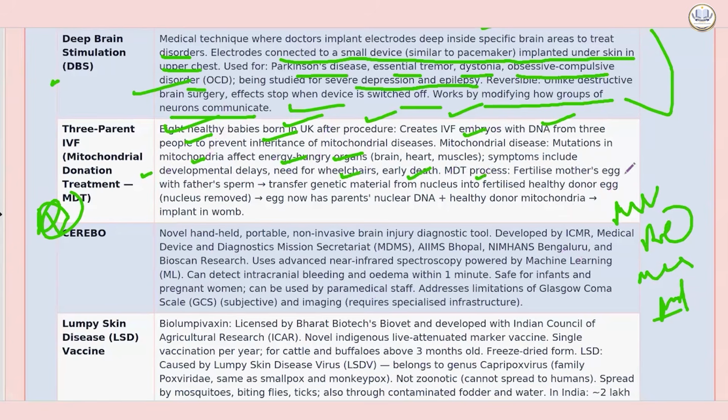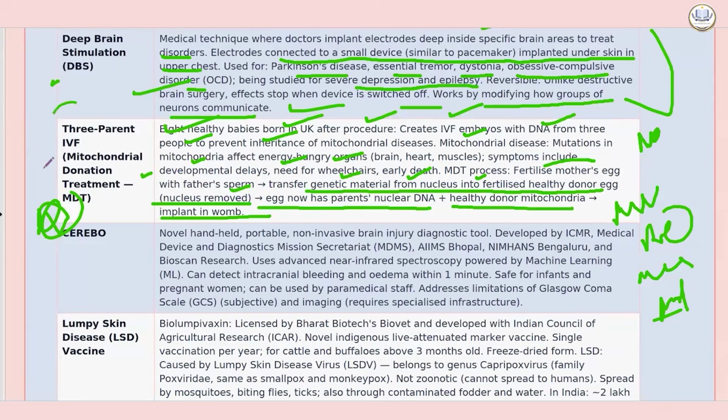The MDT process, the mitochondrial donation treatment, is where you fertilize the mother's egg with the father's sperm, then transfer the genetic material from the nucleus into a fertilized healthy donor egg whose nucleus has been removed. The egg now has the parents' nuclear DNA plus the healthy donor's mitochondria, which is implanted in the womb. This is the IVF method.